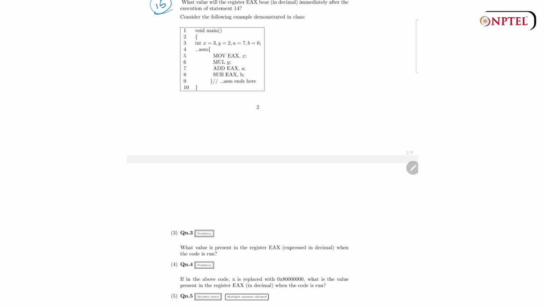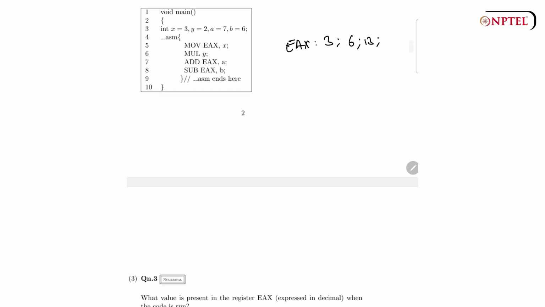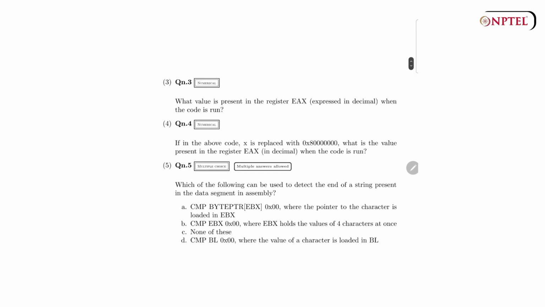It's another similar type of question. I'll just write down the values this time. EAX holds the value X, which is nothing but 3. Then I multiply by Y. Y is nothing but 2, so this is going to become 6. Then I add EAX comma A, which is nothing but adding 6 with A, it's 7, so 13. And then subtract EAX comma B, which is nothing but 13 minus 6, which is going to be the value of 7. So what is the value present after the entire thing is done? Nothing but 7.